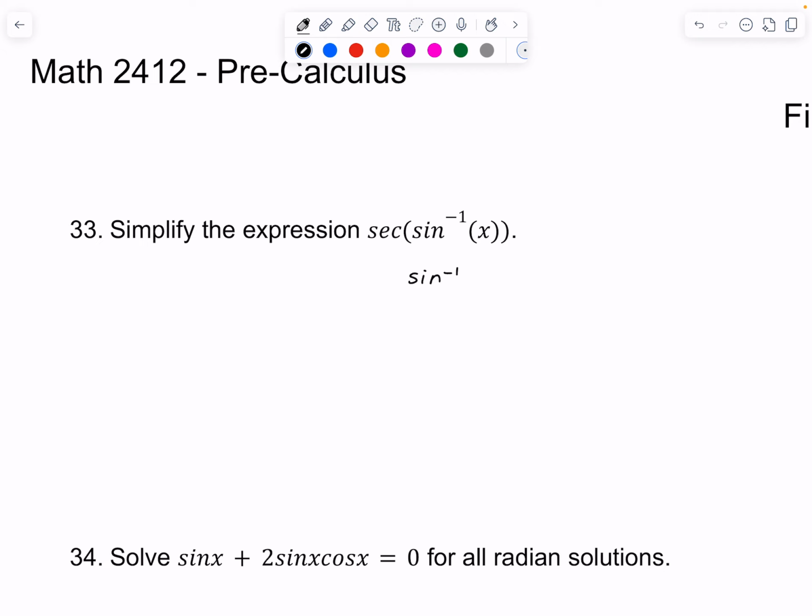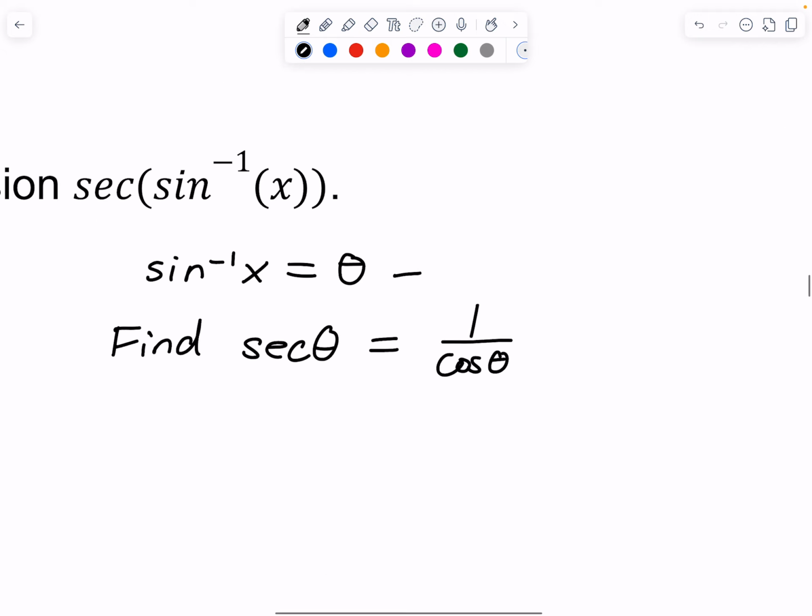This problem is very similar, except it says that the inverse sine of x is equal to some angle, and they want us to find the secant of that angle. And as we know, secant is 1 over the cosine. So if the inverse sine is an angle, that means the sine of the angle is x.